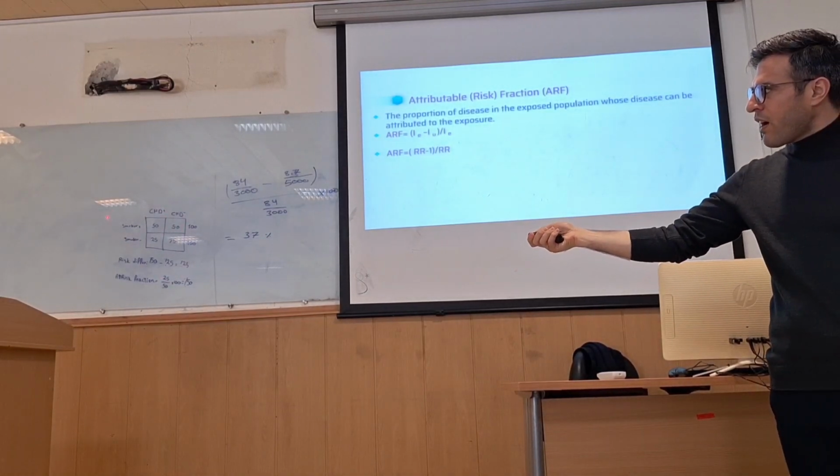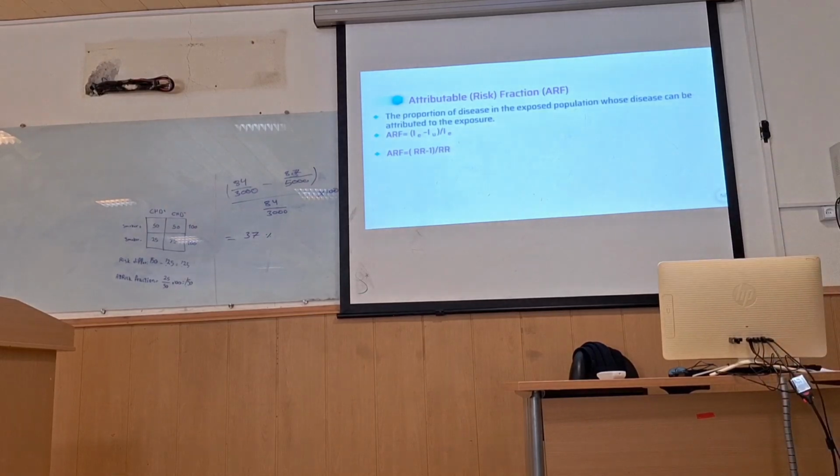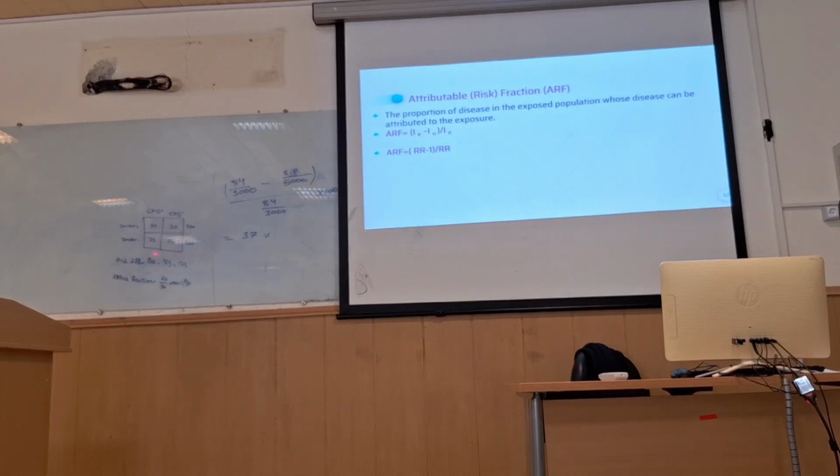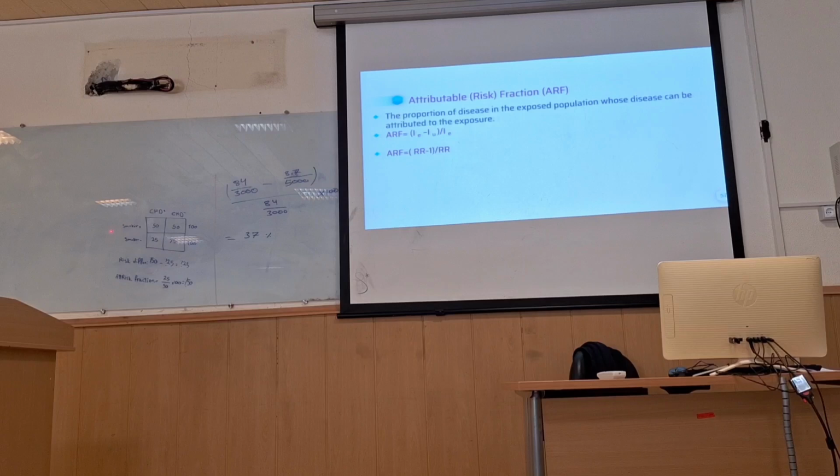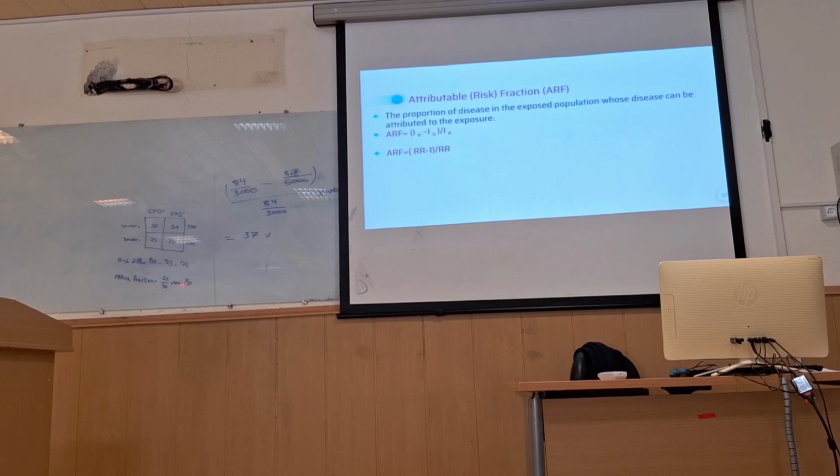I gave you an example: smoking and CHD. Based on this formula, attributable risk fraction is 50%. Right now, please calculate attributable risk fraction based on this formula.